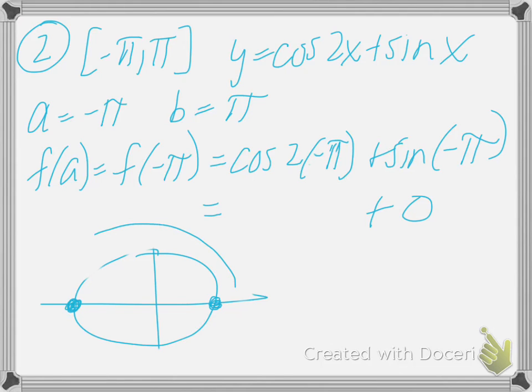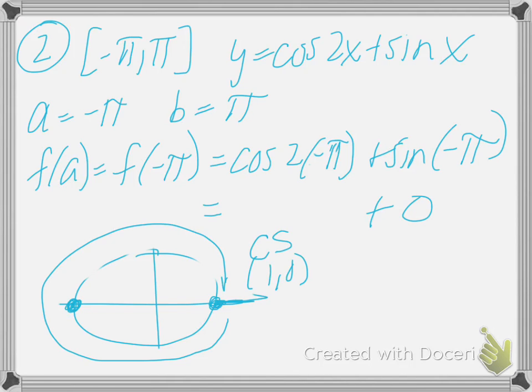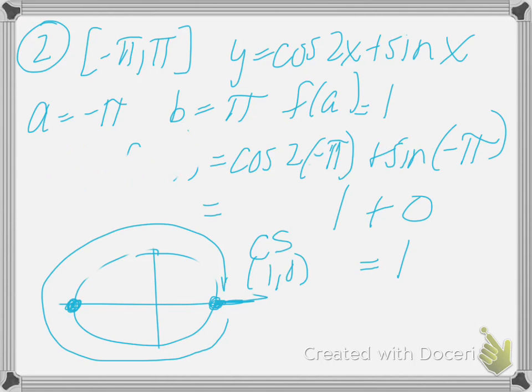Okay, so 2 pi would be traveling around one complete circle like that. But if you're going to do a negative 2 pi, it just means that you start right here, and you're going to go in a negative direction, 2 pi. It brings you right back there anyhow. So this is the point 1, 0, cosine and sine. So cosine is 1, so you get 1 plus 0, which just equals 1. So that's f of a. So I'm going to put that up here.